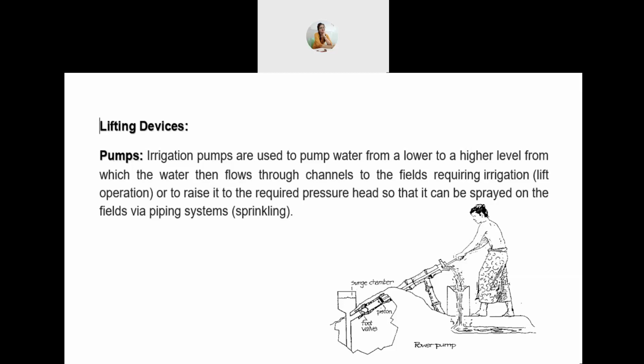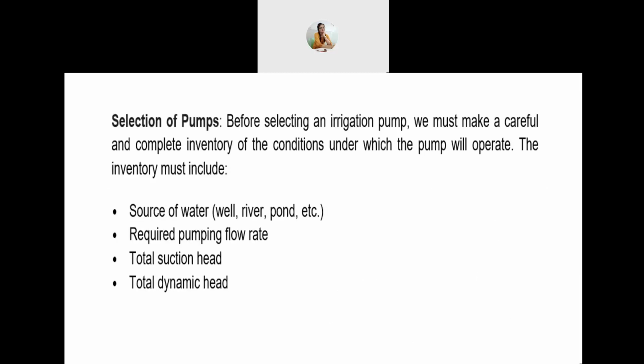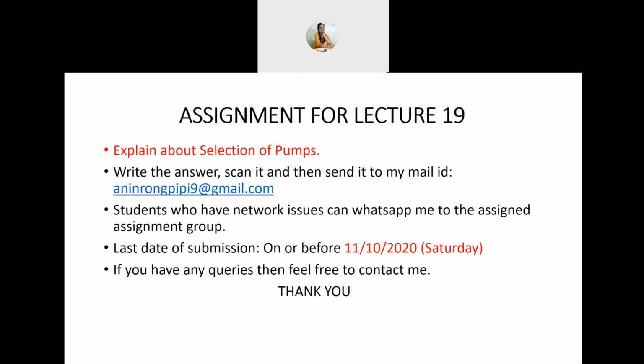Here you can see a picture of a man pumping out water using power pumps, which has a surge chamber, piston and foot valve. In this slide you saw the pump operation selection types, which are source of water, required pumping flow rate, total suction head and total dynamic head. So you need to explain these 4 terms.